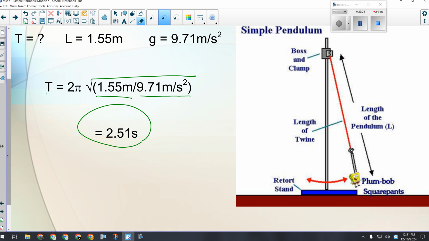The bottom of the pendulum is pendulum bob, plumb bob, square pants. He lives in a pineapple under the sea. Absorbent and porous and yellow is he. You're welcome, you're going to have that in your head now all day. That was so cruel, but I did it. I'm sorry. By the way, don't watch that show. Apparently you get dumber by watching it. Apparently somebody did a study where they actually found you get dumber from watching SpongeBob. So don't watch SpongeBob.